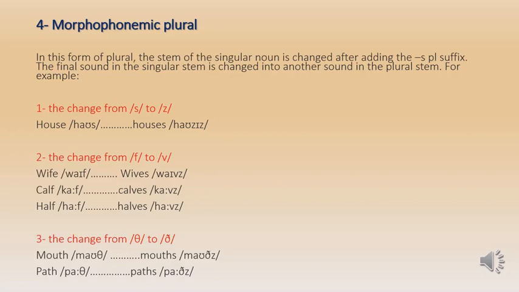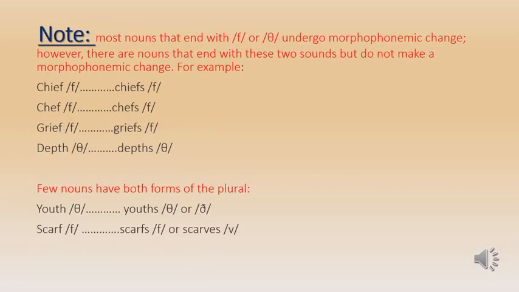Path, it ends in th. After adding the s plural, it becomes paths with dh, not paths with th. So here we have a morphophonemic plural because the sound th is changed into dh after adding the s plural. Now we can have this question: do all nouns that end in fe or th, they undergo morphophonemic change? It means that they change the final sound into another sound after adding the s plural?